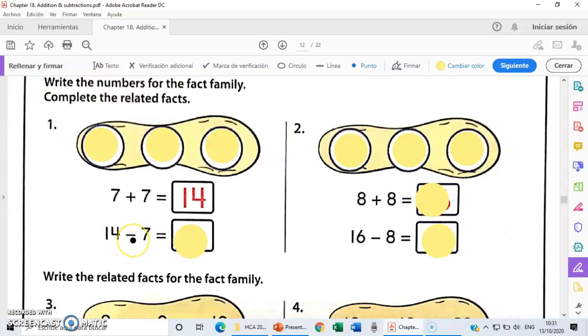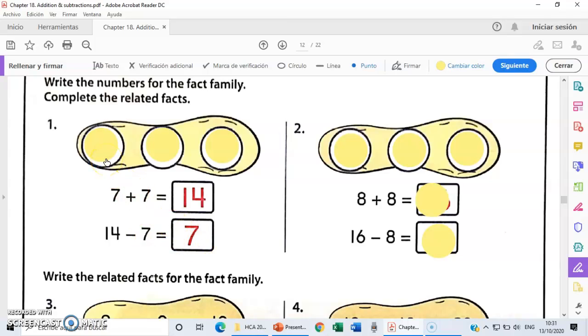So now I take the 14, that is the biggest number, and I put it here, and I say 14 minus 7, its same number is going to be 7. So fact families have to be with numbers that are related. So here you have 7, 7, and 14. And here you have it, 14, 7, and 7.